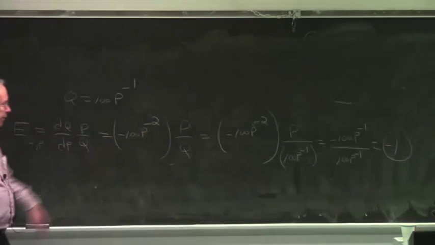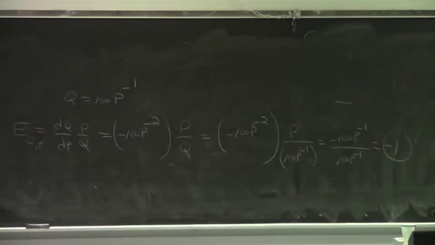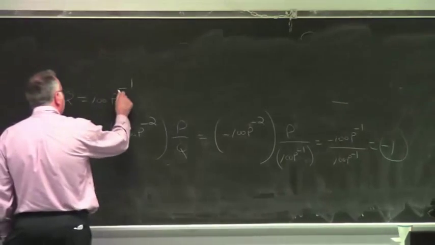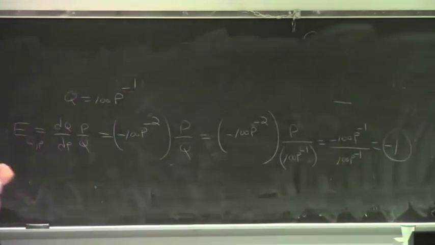It turns out that the price elasticity of demand doesn't depend on the value of P in this particular case. This exponent up here on price, when you have a multiplicative form like this, the exponent on price is just the price elasticity of demand. So for this particular demand curve, the price elasticity of demand is always minus 1.